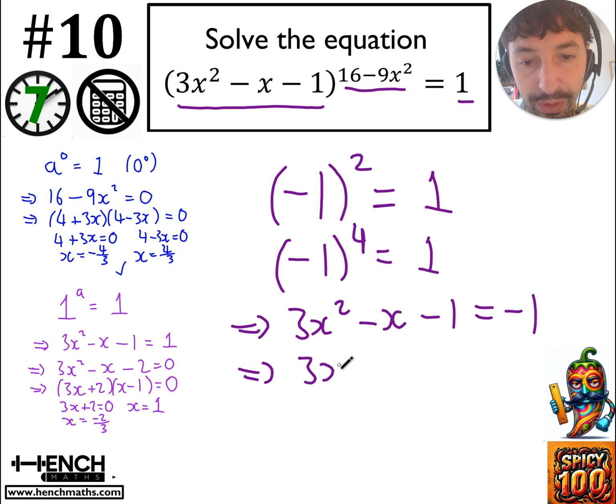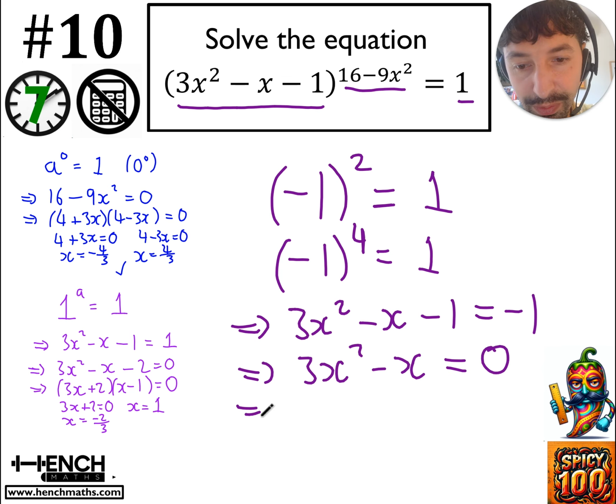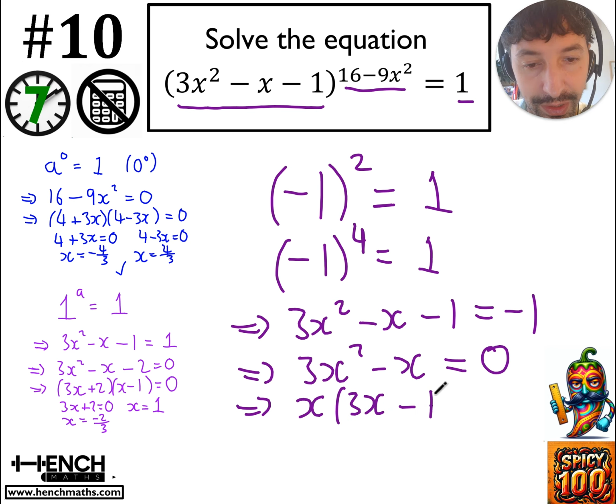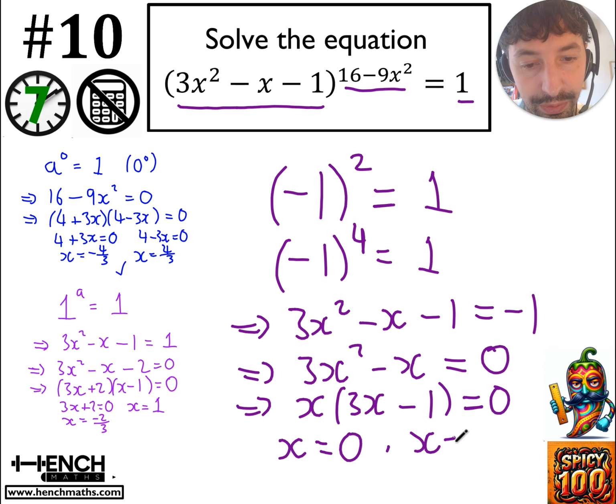So another quadratic to deal with. This is lots of quadratics in this question. So that minus 1 plus 1 equals 0. It's a nice one to factorize, take out an x. So we get 3x subtract 1 equals 0. And so we'd get x equals 0 and x equals, so 3x subtract 1 is equal to 0. Move the 1 over, we get a third.